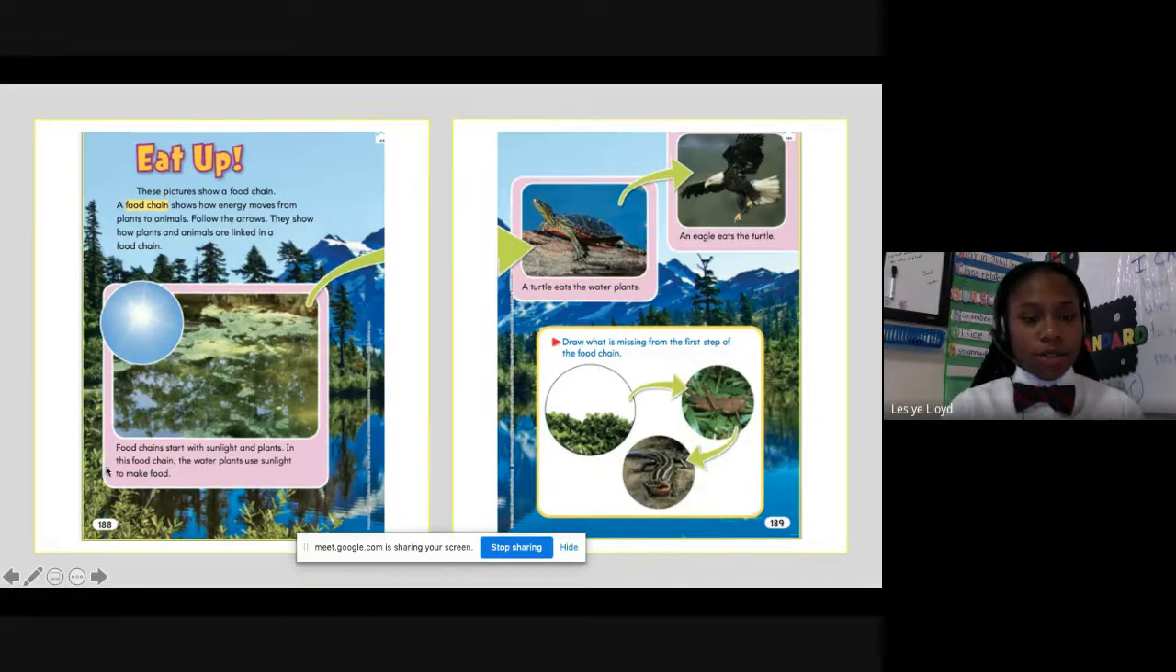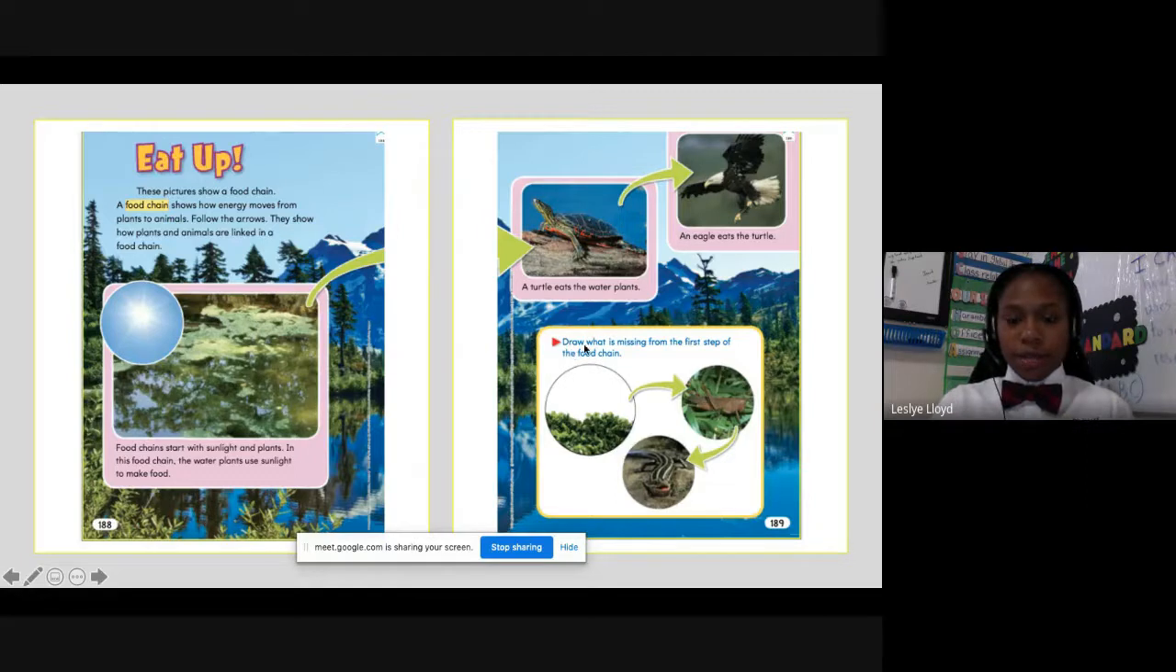So Ms. Lloyd's going to start right here with the first box. Food chains start with sunlight and plants. In this food chain, the water plants use sunlight to make their food. So in the beginning of a food chain, the sunlight is very important. And this is the arrow going to the next box. A turtle eats the water plants. And then a bigger animal, an eagle, eats the turtle.